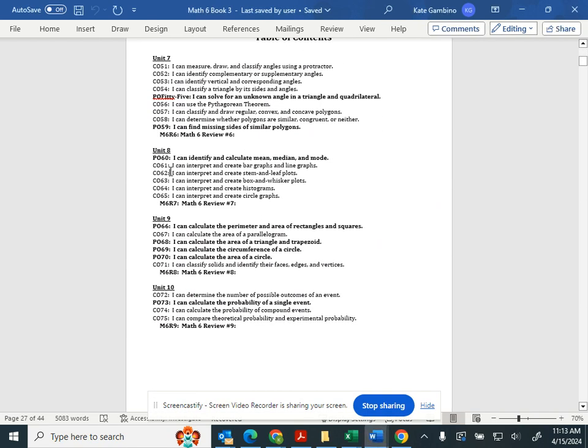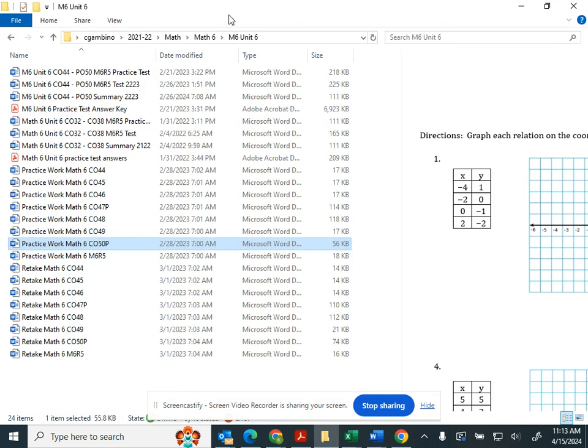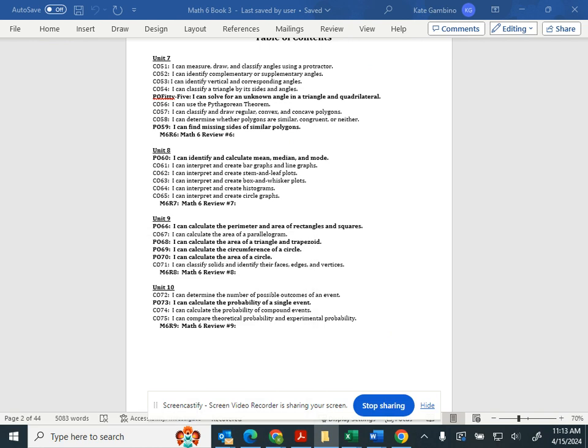This is Unit 8. Oh, Mr. Schultz didn't put it on here, what objectives we need to review. So we're going to see if that is on our practice test tomorrow. Usually he has them listed. Let me do a quick peek. Unit 8.